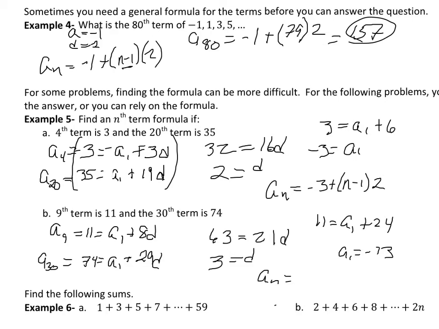Okay, write your formula. A sub n equals what? -13 plus n minus 1 times 3. Good. Now, oftentimes on your test, it'll want you to distribute that 3 and combine your like terms. So with this one, we'd have -13 plus 3n minus 3, so we have 3n minus 16.